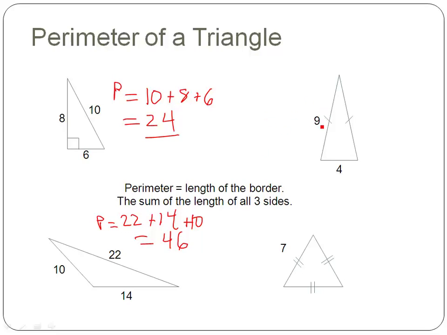Up at the triangle at the top right, now I'm only given two sides. However, due to the notation on the triangle sides, I know that these two sides are equal in length. So note this side is also 9. So my perimeter equals 9 plus 9 plus 4, which equals a length of 22 units.